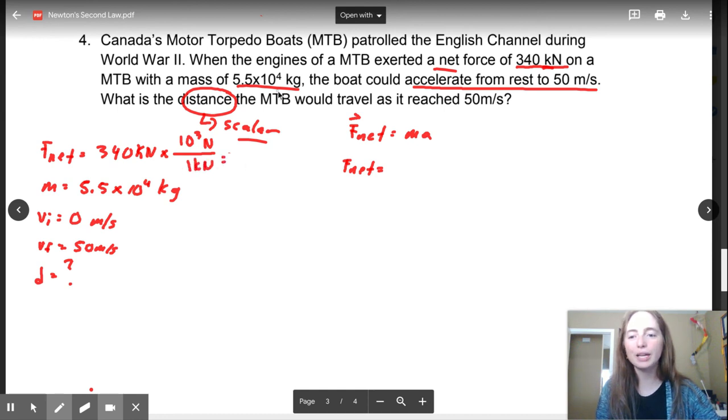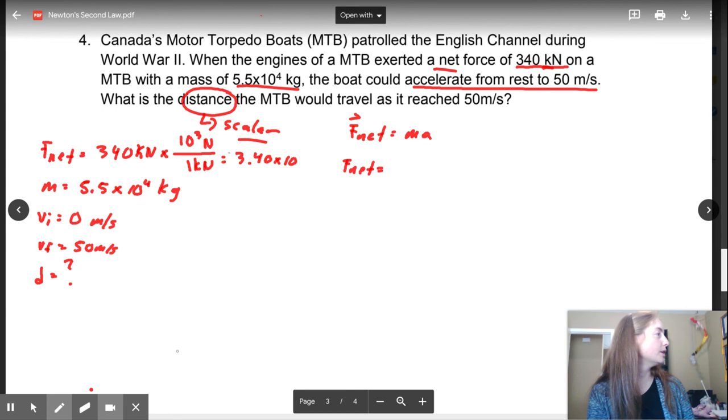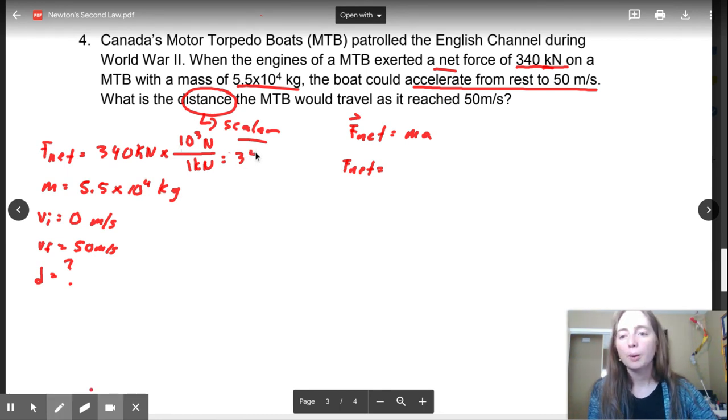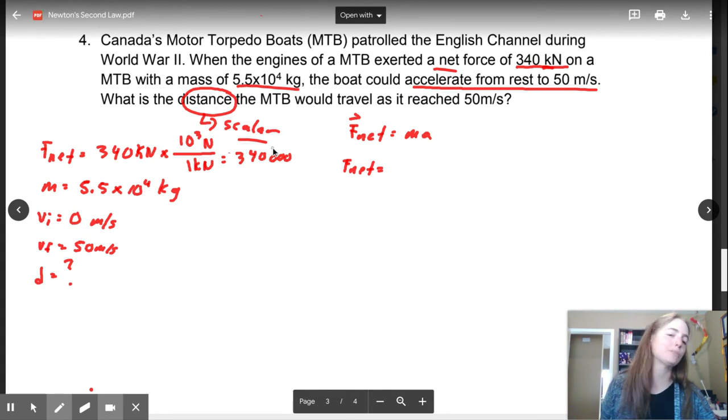So you are going to get 3.40 times 10 to the power of... I'm having a Monday here, guys. And let's not write it in scientific notation. It's not Monday, it's Tuesday, but, you know. I just added 3 zeros. It should be 5. 1, 2, 3, 4, 5. So 3.4 times 10 to the power of 5. You can do that too. So that is going to be our force in newtons.